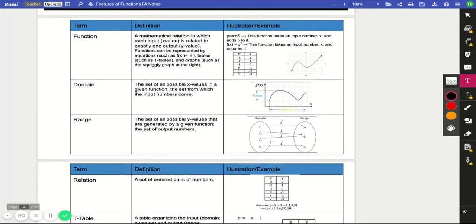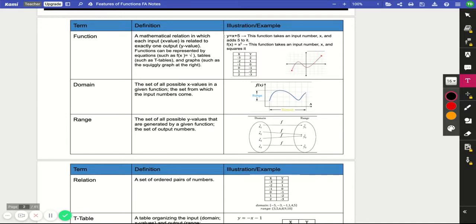Okay, so our first term is called function, and that is a mathematical relation in which each input, which is your x value, is related to exactly one output, which is your y value. Functions can be represented by equations such as f of x is equal to, say, a square root of something. They can be represented by tables, such as t-tables, or graphs, such as the squiggly graph on the right over here.